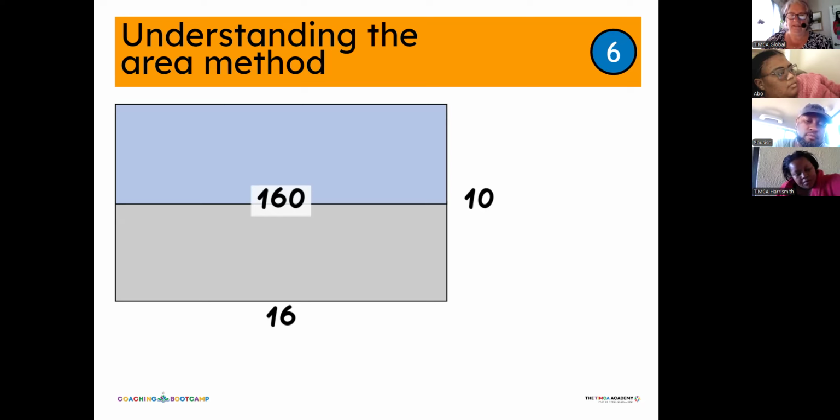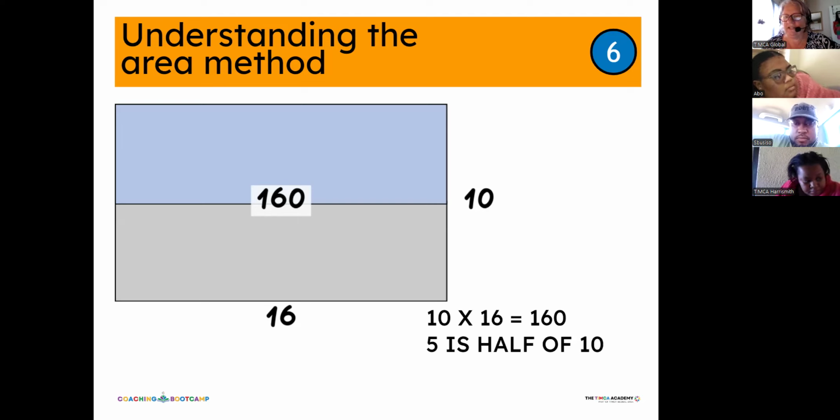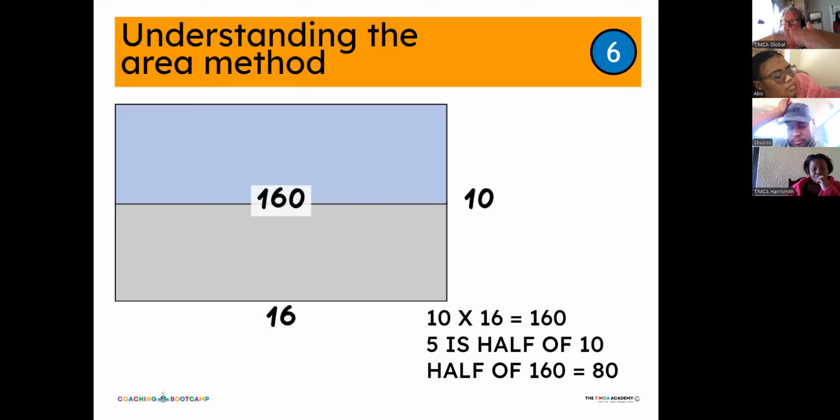Okay. So this one is taking it and saying, okay, 10 times 16 is easy. I know that is 160. And then, because I know that 5 is half of 10, half of 160 is 80. So I can do it with doubling and halving as well. Does that make sense? Because my 10 times table is also an easy table to know. Okay. So that's one other way.